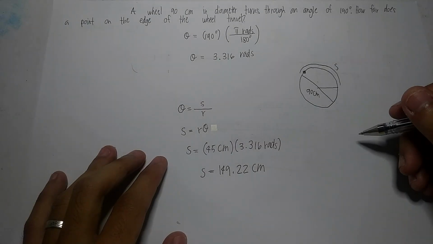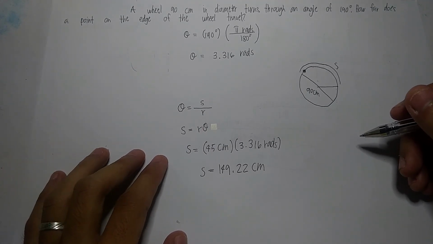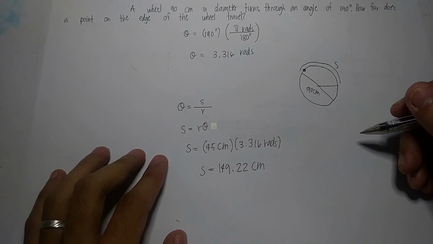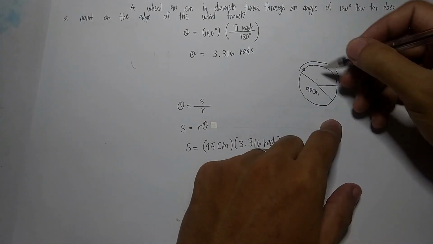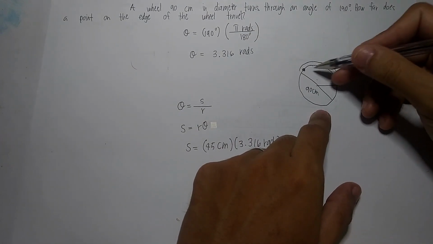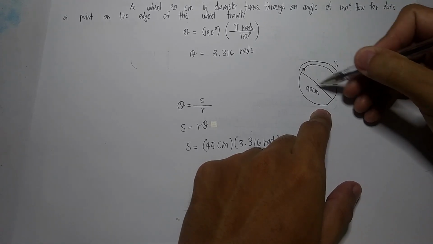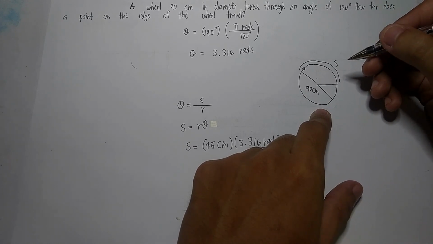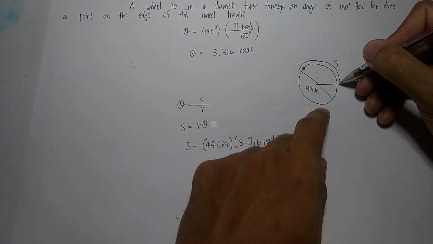In this particular problem, we are looking for the distance that the wheel travels when the wheel, which is 90 centimeters in diameter, turns through a 190 degrees angle. So, ito yung representation niya. This is the wheel, and across the circumference, 90 cm yung kanyang diameter. We should also take note that yung tinatanong sa atin is in the edge of the wheel.